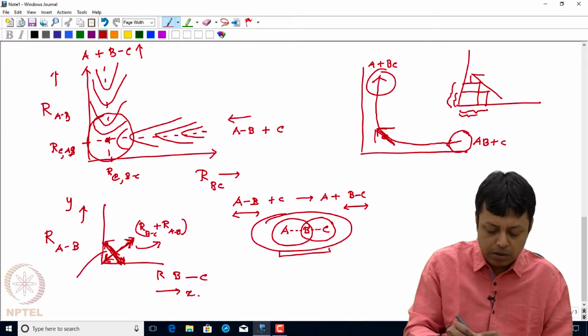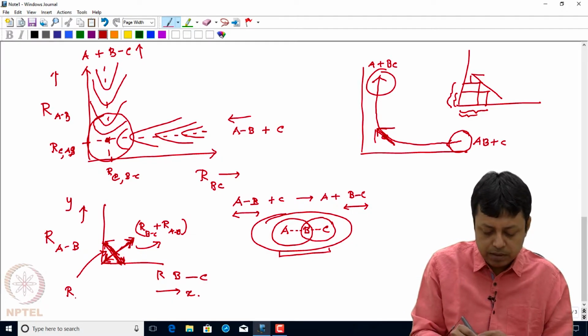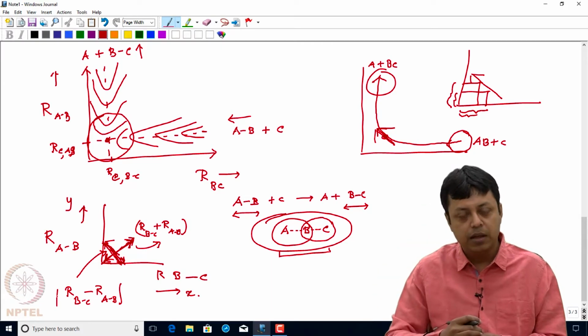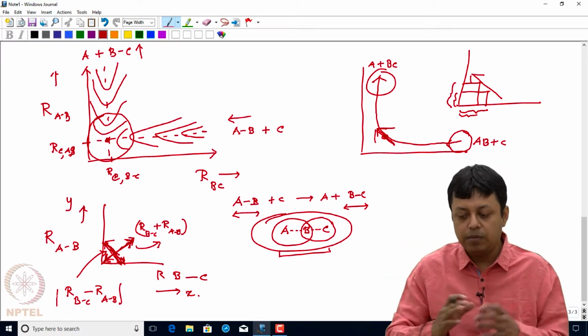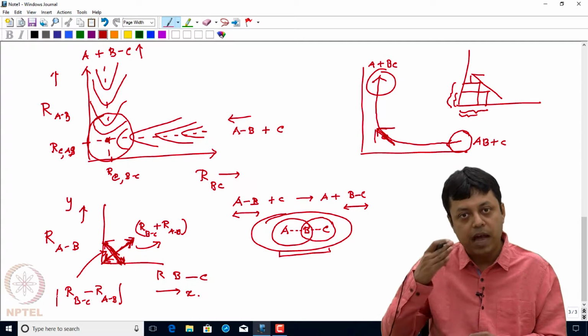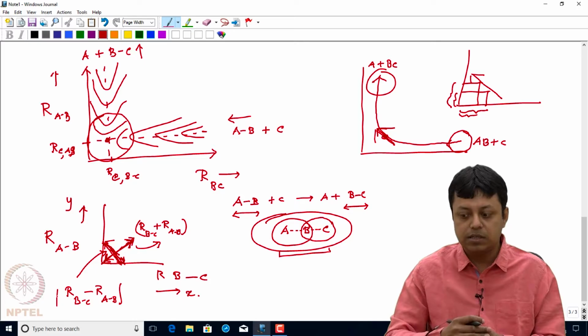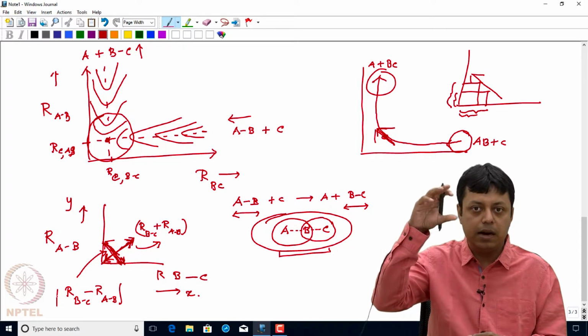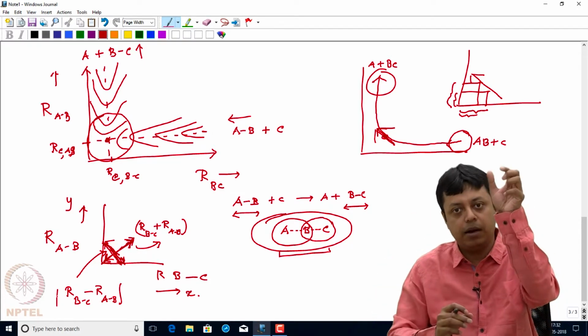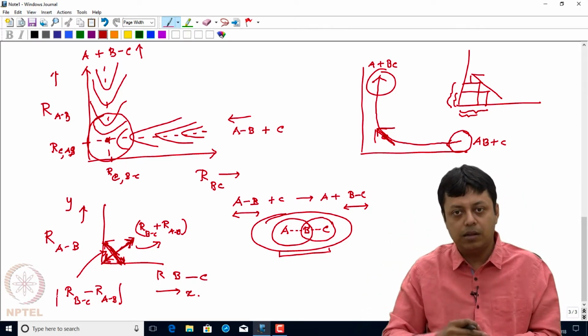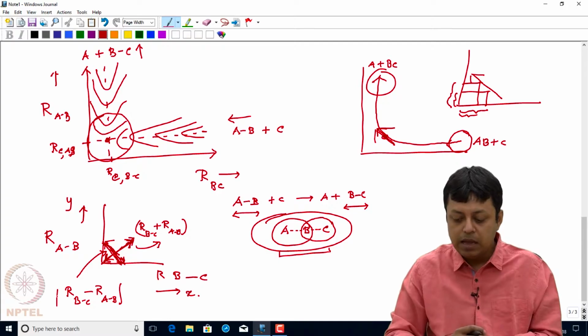So this coordinate is nothing but something like RBC minus RAB. It is nothing but a kind of coordinate transformation at the transition state, because as you can see from the geometry, in the transition state you diagonally cross the potential energy surface. You have to cross it because you are vibrating like here as AB, and then you have to vibrate like here as BC. So the trajectory has to cross diagonally.